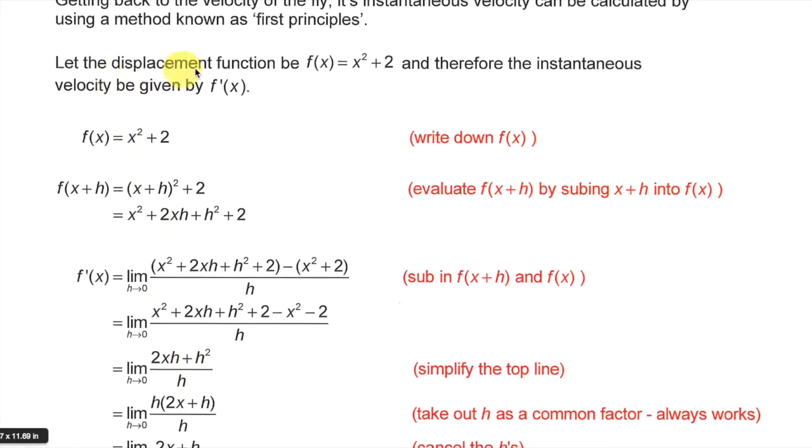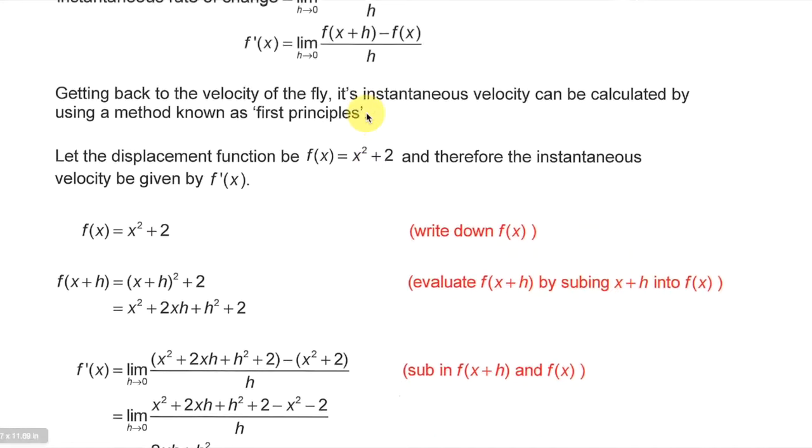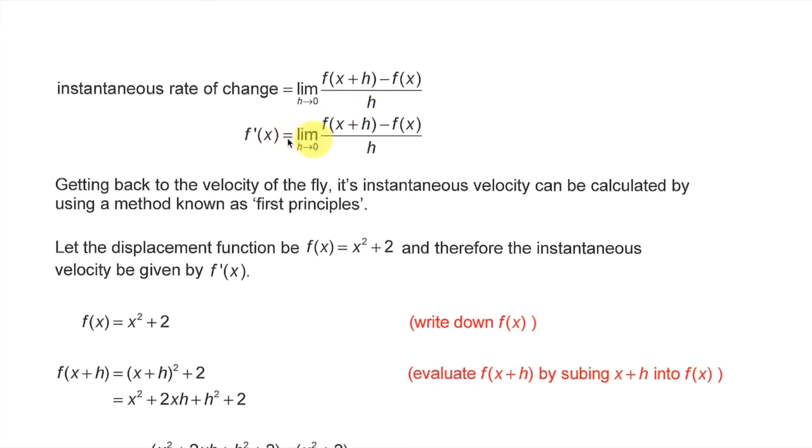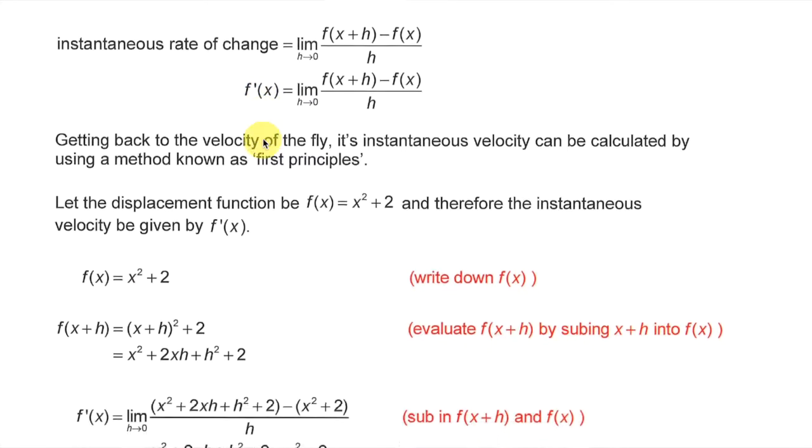If we've got a displacement function here, f of x equaling x squared plus 2, and we want to work out the instantaneous velocity, then basically all we're doing is working out the derivative. So this f prime of x just means the derivative, and it's providing us with the instantaneous rate of change for any value of x. So it's the steepness of the curve for any value of x.